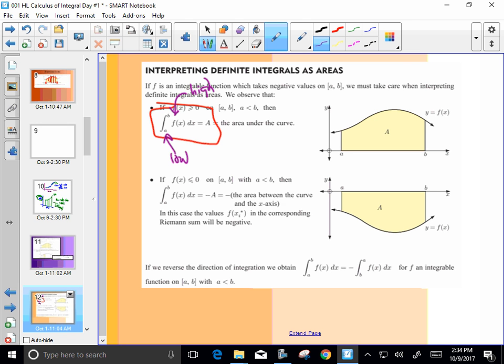Now, this should not be too confusing to you. Think of a rectangle, and this is time, and this is rate. Okay? Now, any area is going to be what? Of a rectangle, base times height. So this here is my height.